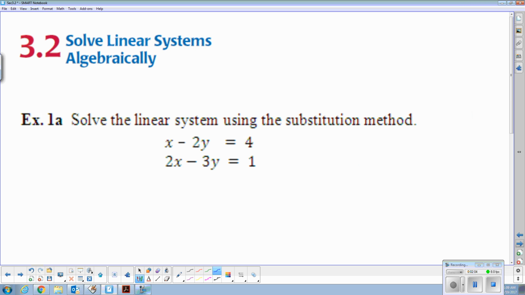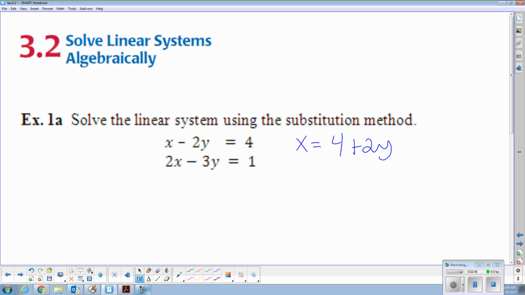So let's do an example. The first equation says x minus 2y equals 4, and then 2x minus 3y equals 1. We're going to use the substitution method, so we're going to solve for one of the variables. Which one should we solve for? X. And which equation are we going to use? The first one. Okay, so we're going to solve for x using the first equation. So x equals, we're going to add 2y to both sides, 4 plus 2y.